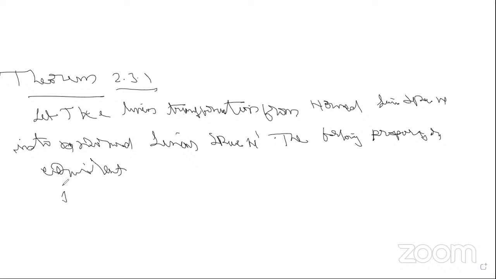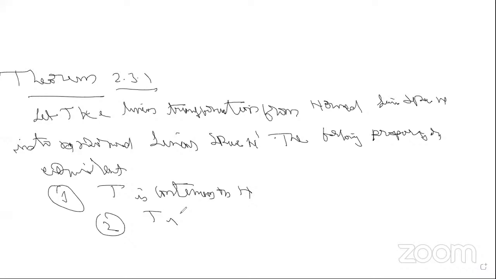What are the properties? The first one is T is continuous on N. The second one is T is continuous at the origin in N. So that is clear. Next, what is the third one?